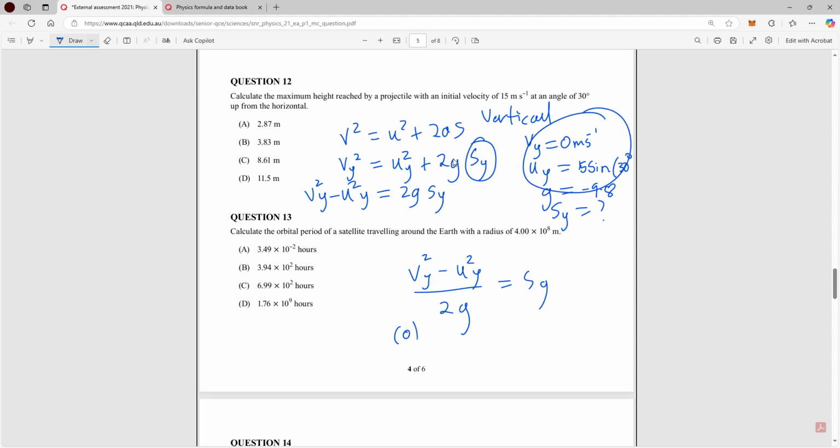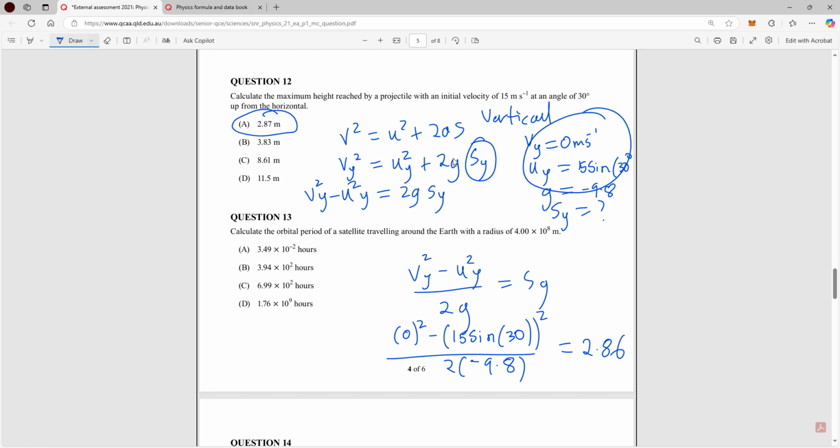So you'll have 0 squared minus 15 sine 30 squared, obviously you can calculate that number if you wanted to beforehand, and then 2 times negative 9.8. The negative is really important in this case here because you have a negative on the top and a negative on the bottom. If you want, you can ignore them and just get the absolute value, but in this case here, it makes sense mathematically. Now, if you chuck this into your calculator, it should give you about 2.86. So that means the correct answer here is A, because that's the closest one to it.